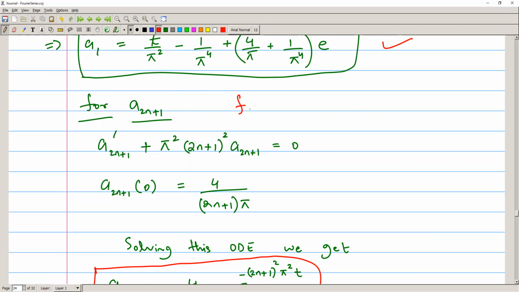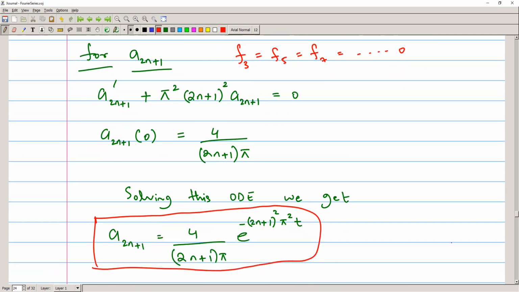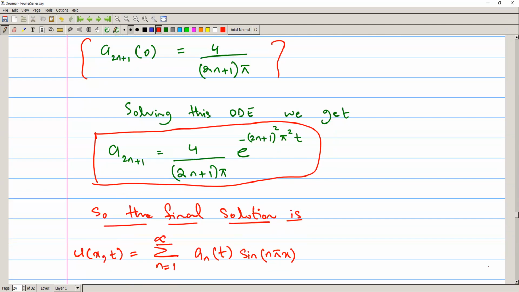We already talked about this, that all the odd f's other than f1 are 0, right? So we are going to treat this separately. a2n+1 prime plus pi squared (2n+1) squared a2n+1 is equal to 0. Then we will solve this problem and apply the initial condition. We will get the solution here.